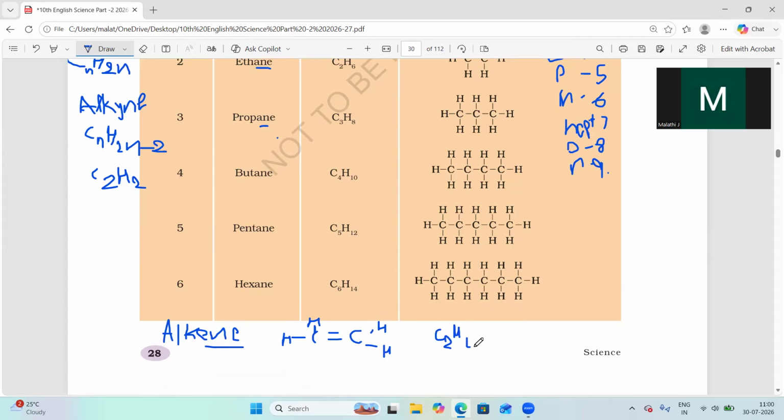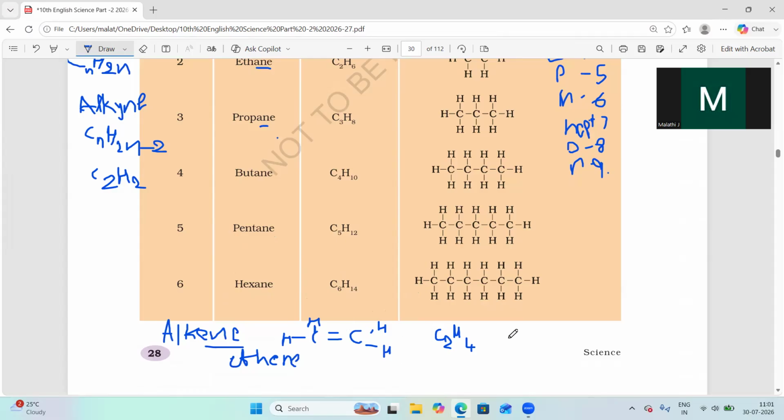The formula for ethene is C2H4. So the alkene we will take here is ethene. Eth means 2 carbon atoms. Ene means having a double bond between the carbon atoms. That is ethene. After ethene you will get propene, butene, pentene, hexene, all with a carbon-carbon double bond.